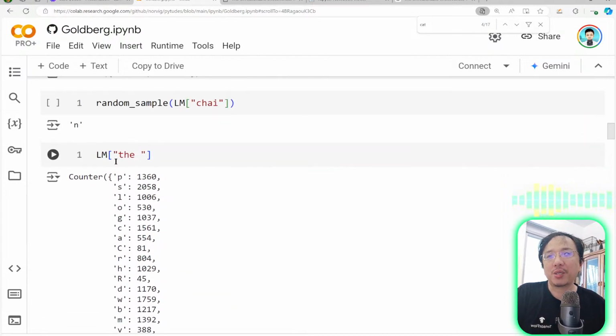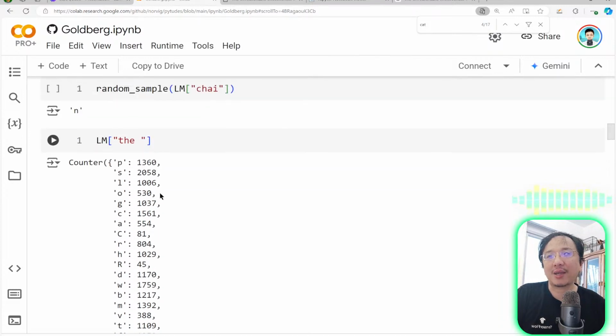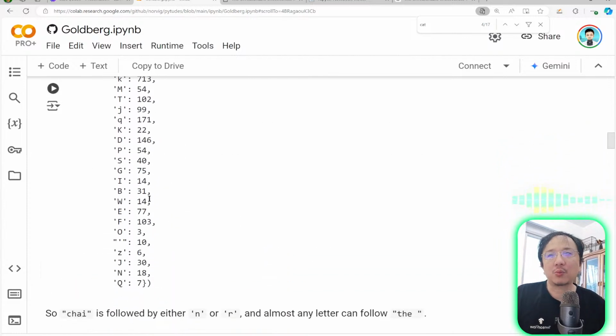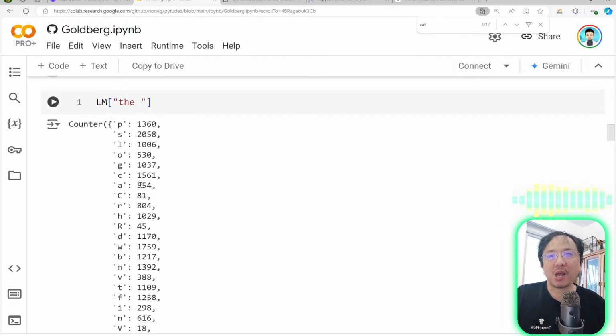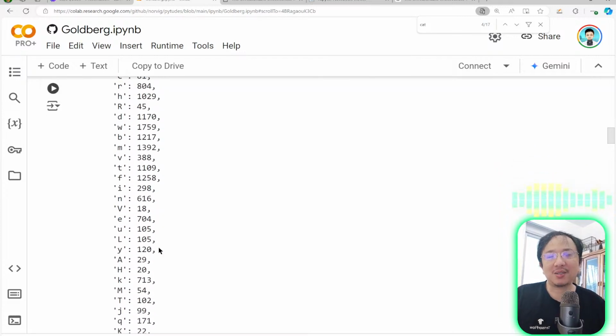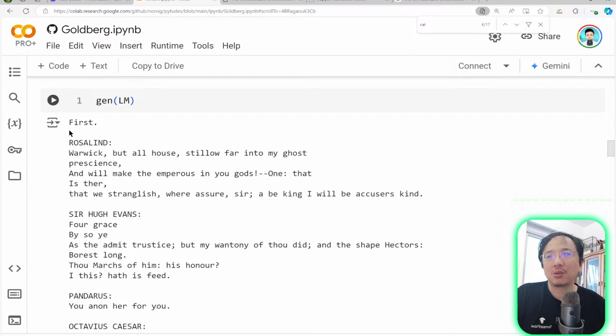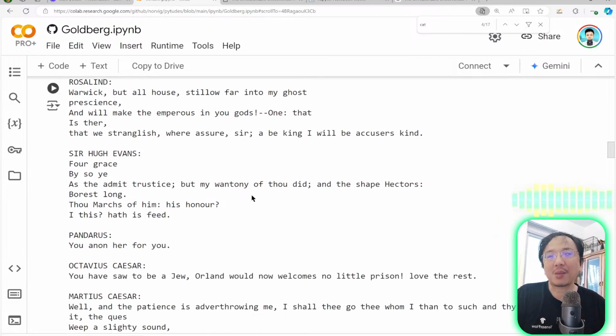So suppose we start with THE and the space. The statistics look like this. And of course, the sampling utility function will generate the next character according to these statistics. So let's see what the full generation is. Now this one is the full generated text from Shakespeare. I can see that it looks quite like something.